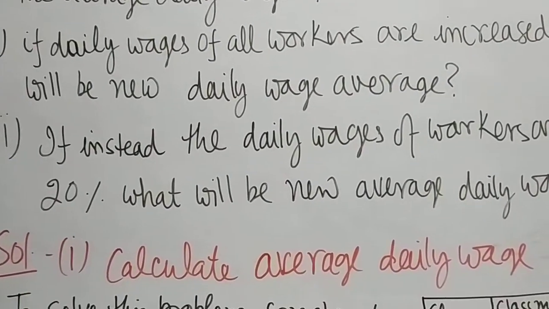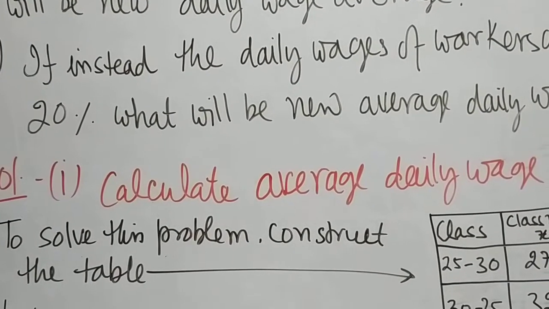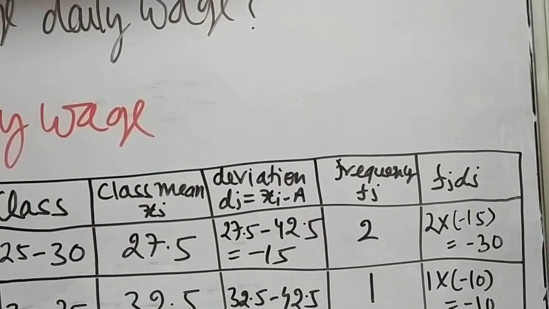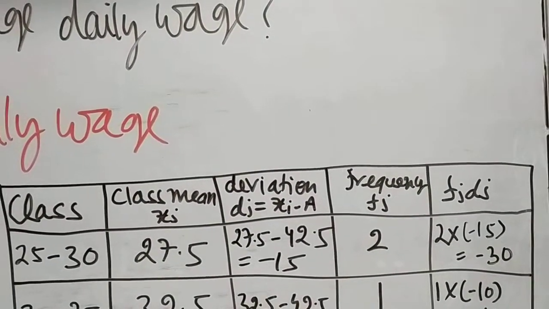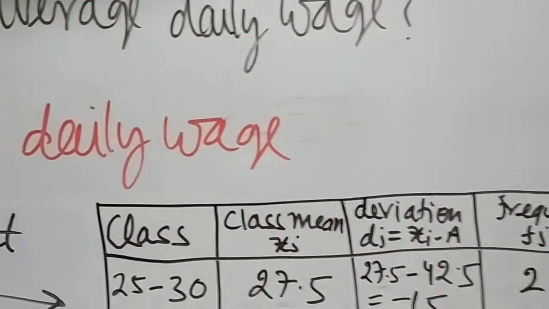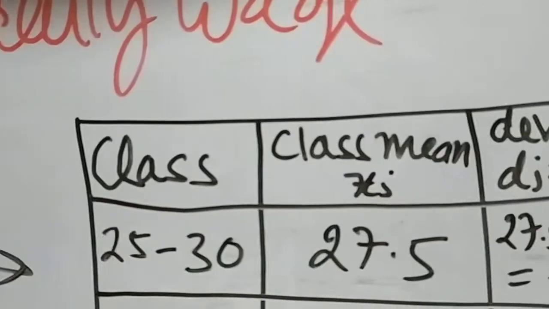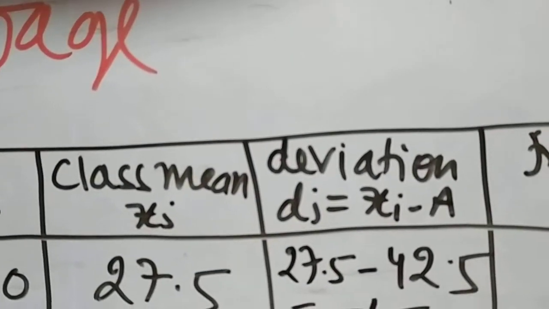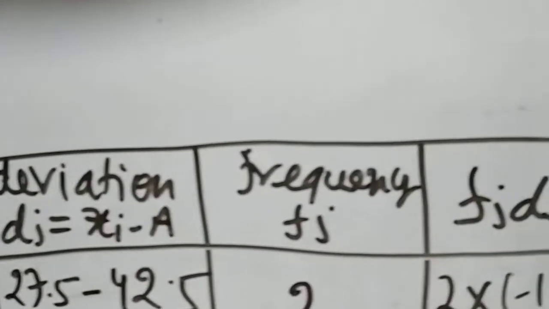So first of all, to calculate the average daily wage, we have to construct this table. This is not new. We have already drawn such tables. Here are 5 columns. See one by one. First one is class. Second one is class mean xi as usual. Then di, deviation, that is xi minus a. Then frequency fi is given in the question. And lastly fi into di.